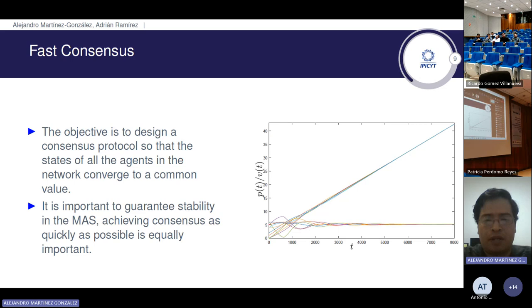So we try to get consensus as fast as possible, and we define the consensus as well. On the right we have the representation of a simulation where we can see the consensus. We can see that the position goes to a common value and the velocity too, and we call this consensus. So we try to achieve this.